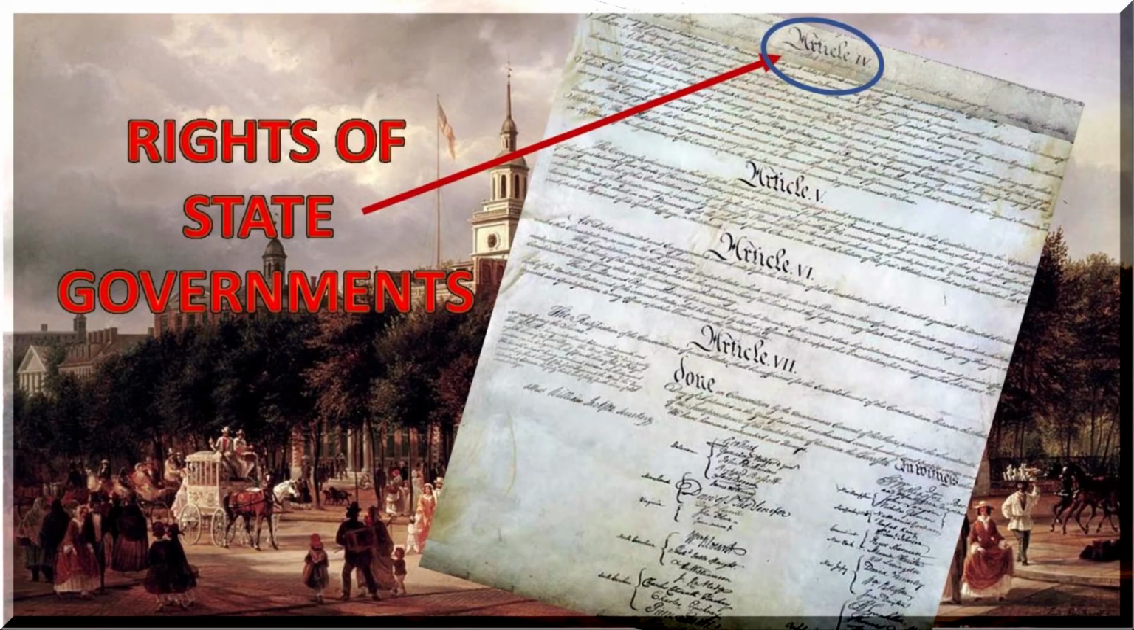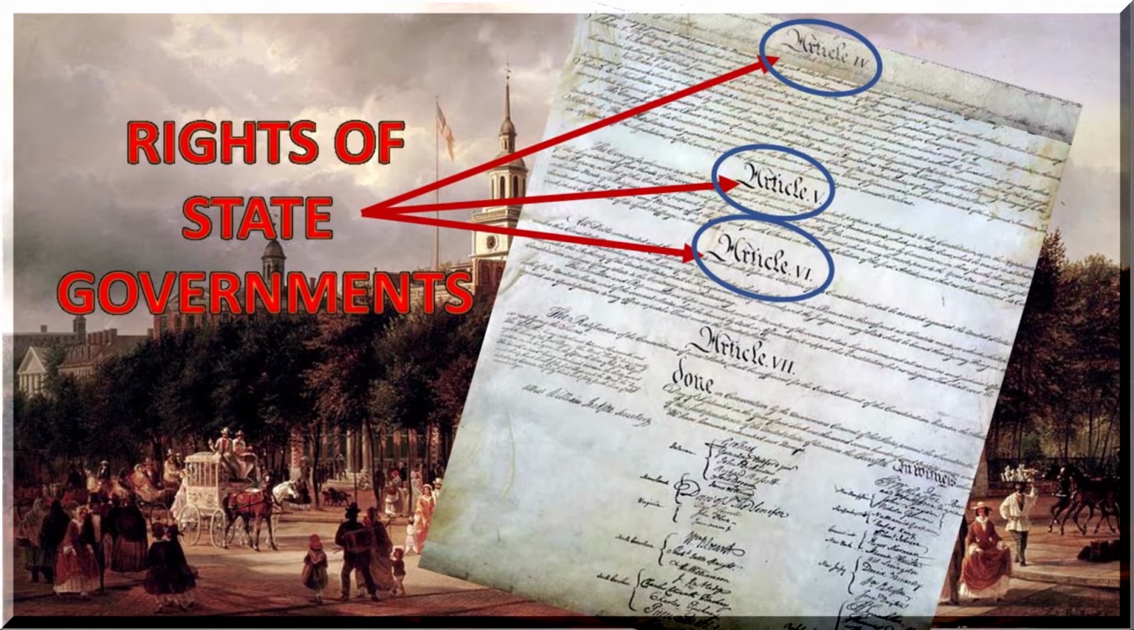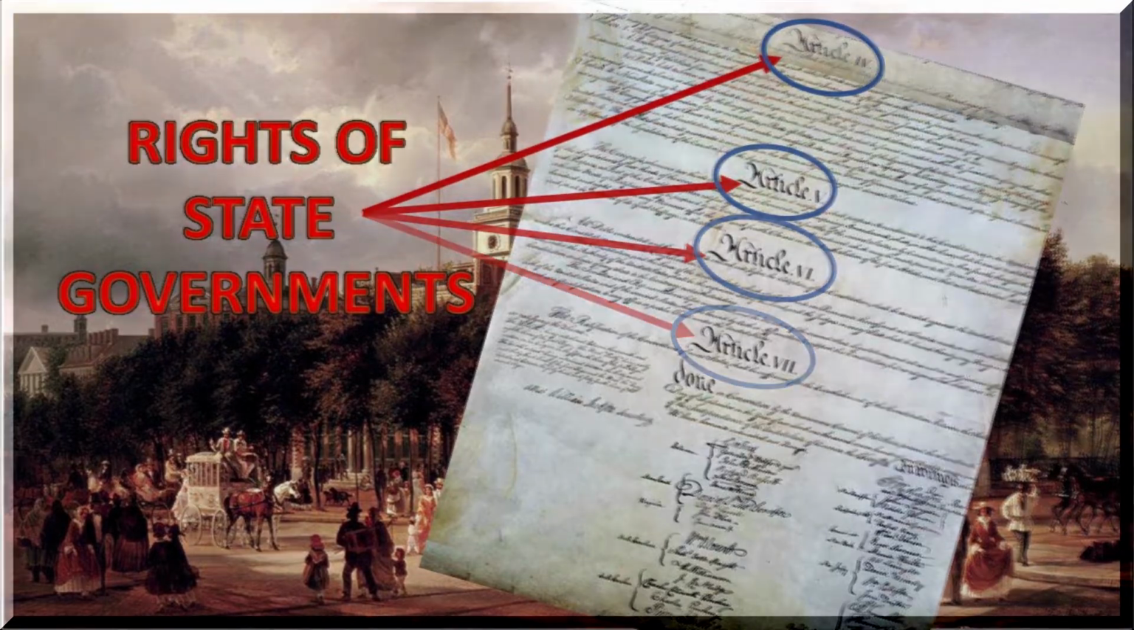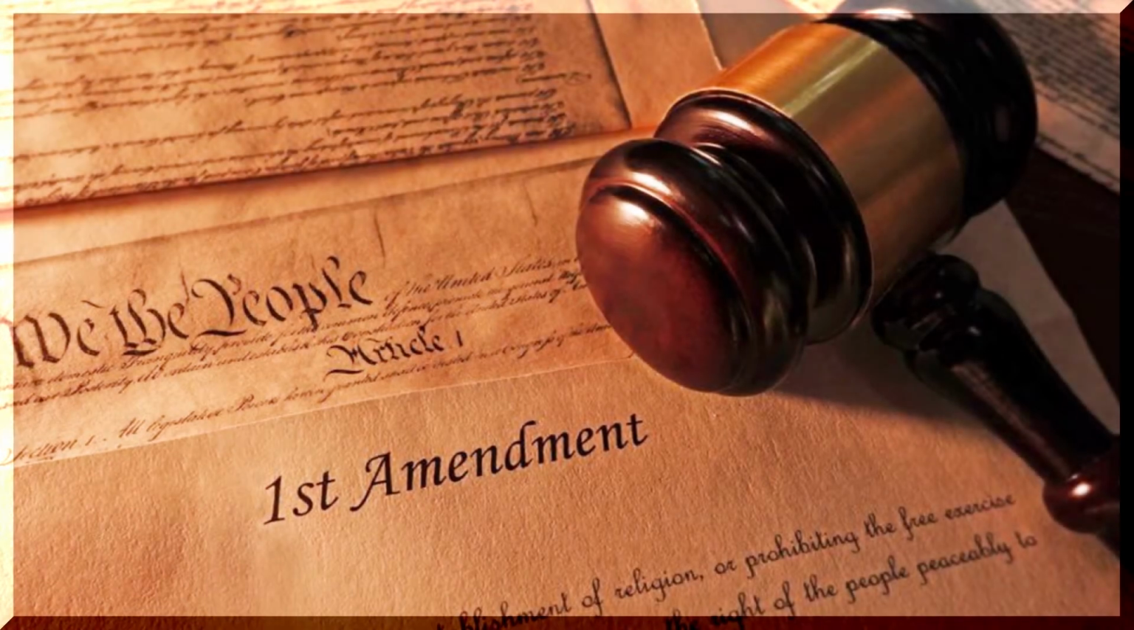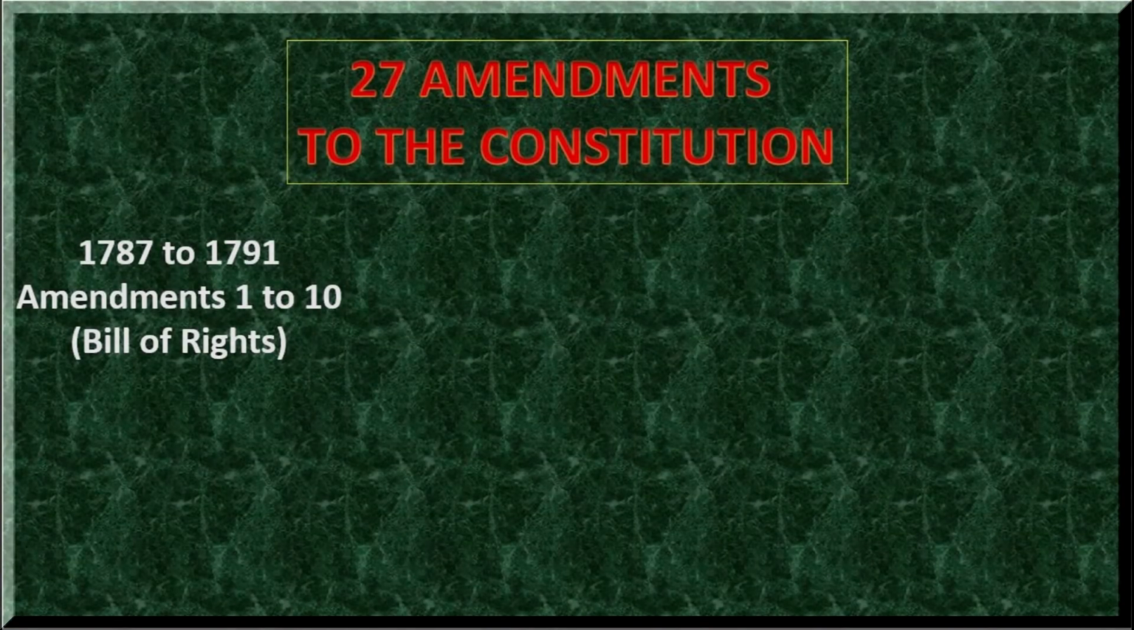The next 4 articles of the Constitution describe the rights of state governments and their responsibilities. As time passed, changes were needed. The first 10 changes, or amendments, are known as the Bill of Rights. They protect individual liberties and justice and place restrictions on the powers of government. The last of these first 10 amendments was passed in 1791.